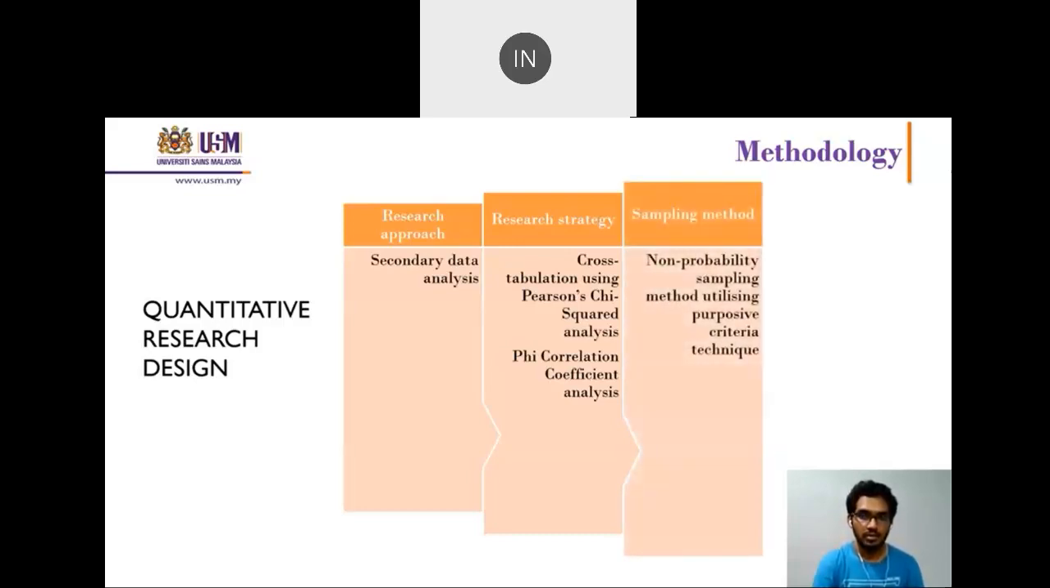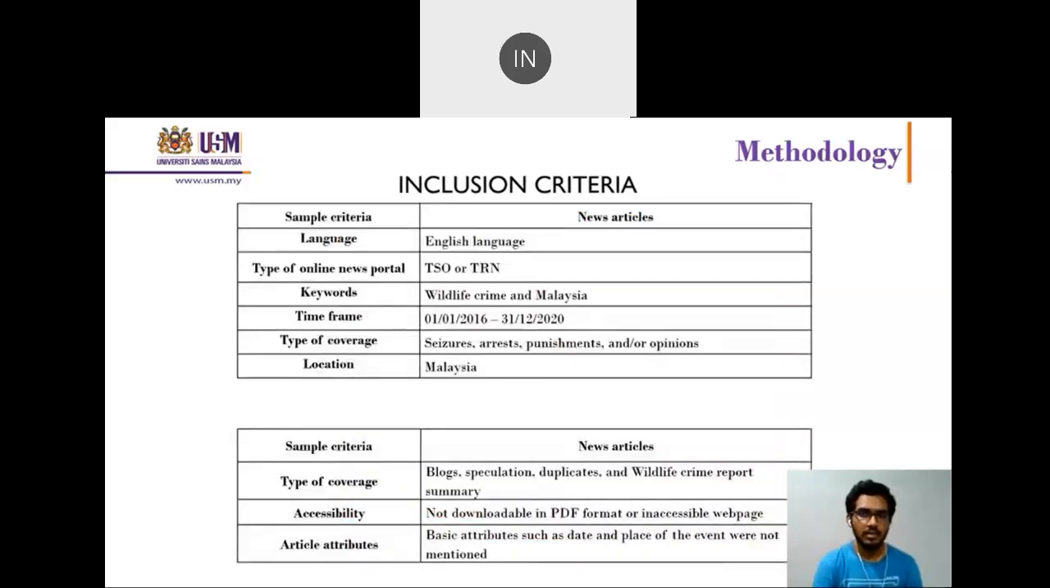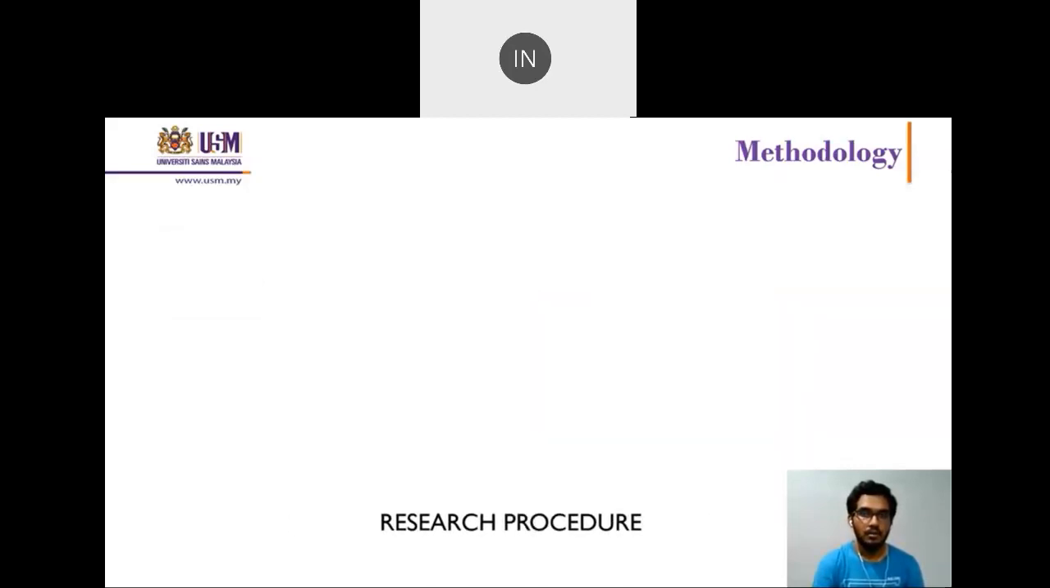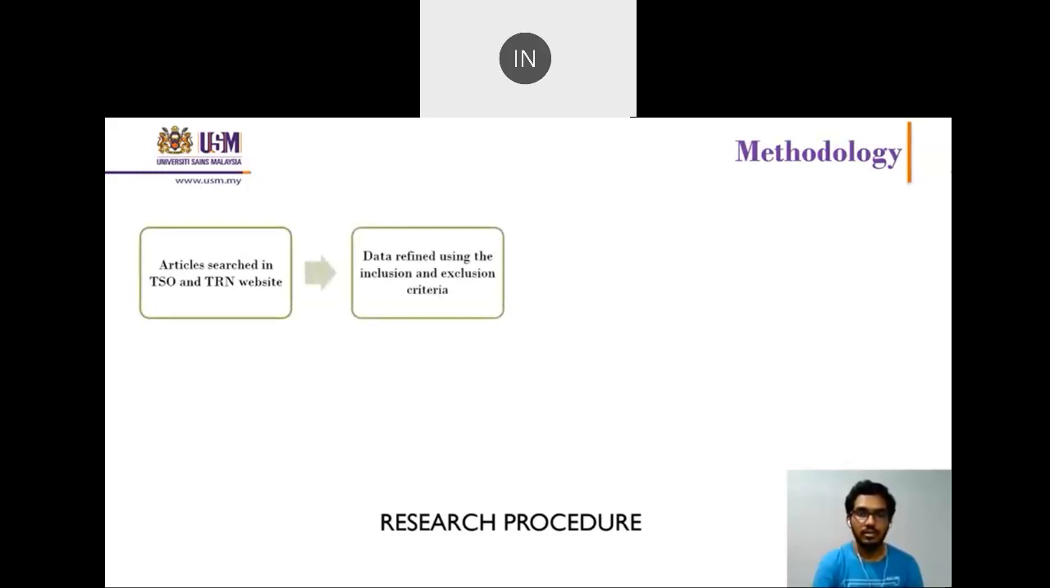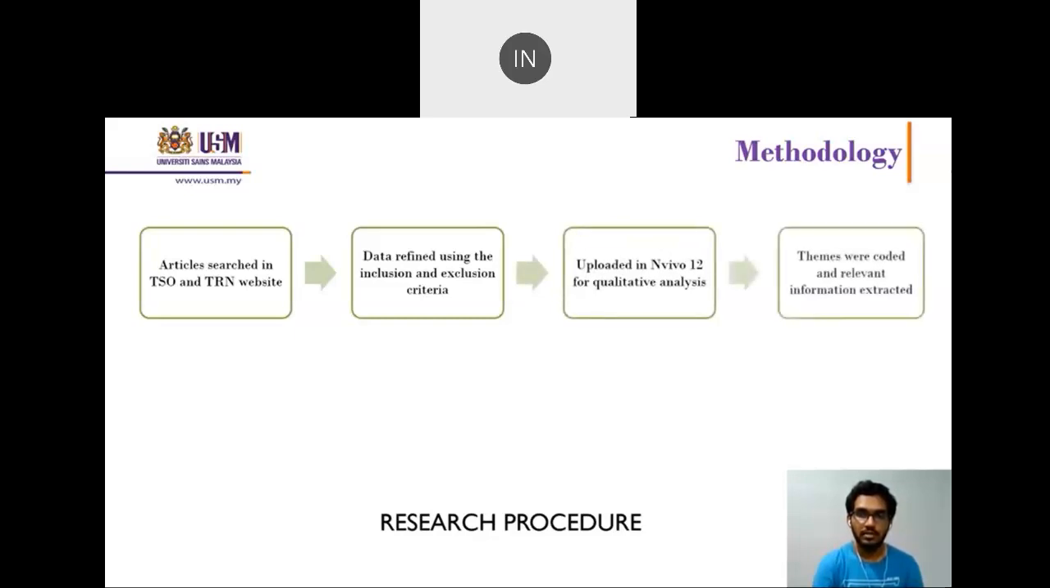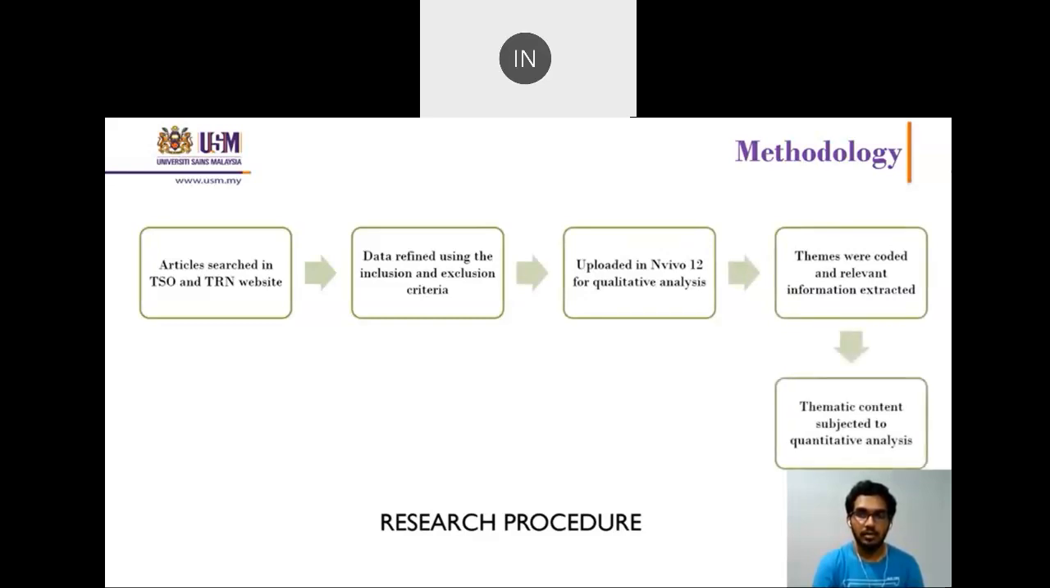Next, the sampling method used was non-probability sampling method utilizing purposive criteria technique. These are the inclusion and exclusion criteria used in this study. The research procedure starts with articles searched in the Star Online and Traffic News websites. The data were refined using the inclusion and exclusion criteria mentioned before. They were uploaded in NVivo 12 for qualitative analysis. The themes were coded and relevant information was extracted. Thematic contents were subjected to quantitative analysis as iterated in the hypotheses.